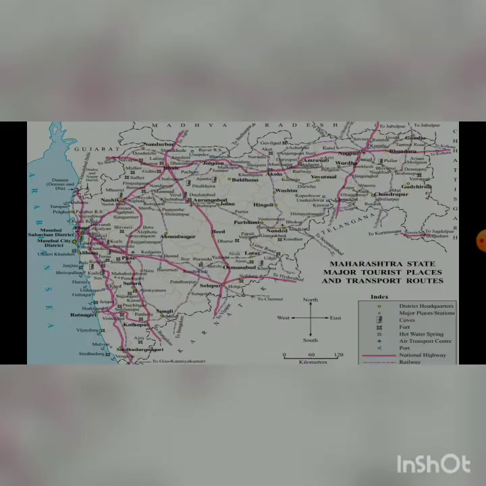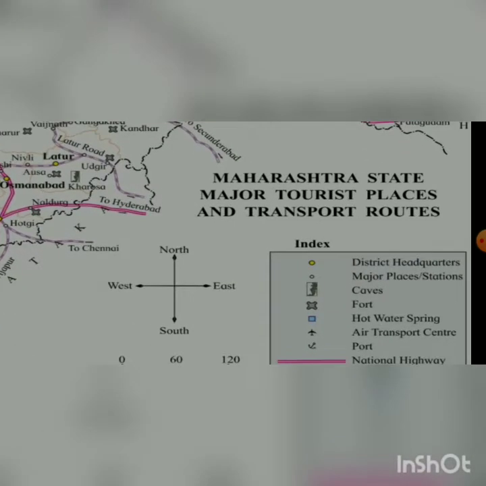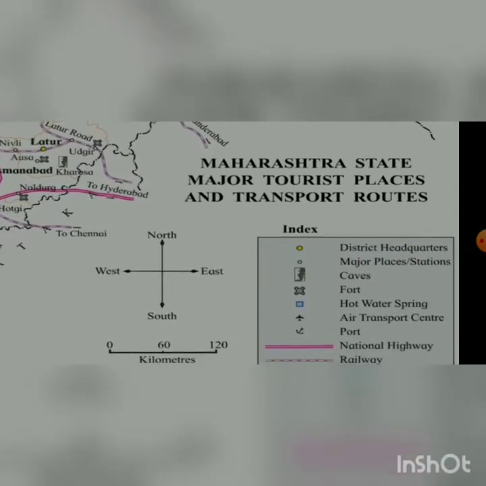The physical map of Maharashtra. It is having the title as Maharashtra State, and the subtitle is Major Tourist Places and Transport Routes. And you can also see the compass rose. You can also see the index. Now let us read the index. In the index, it is showing district headquarters. You can see the symbol of district headquarters.